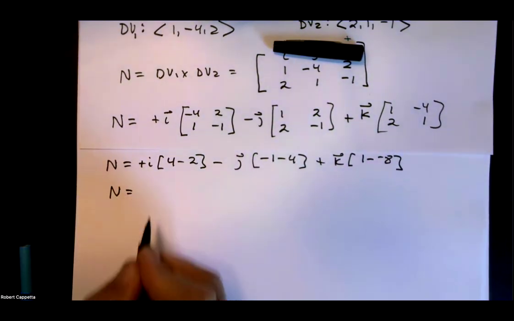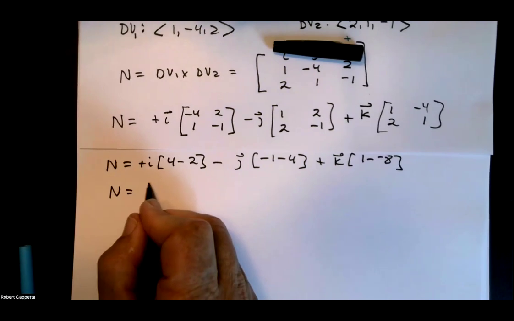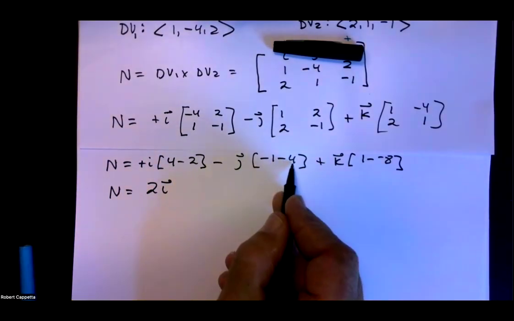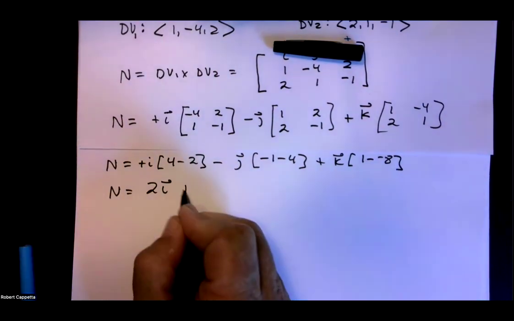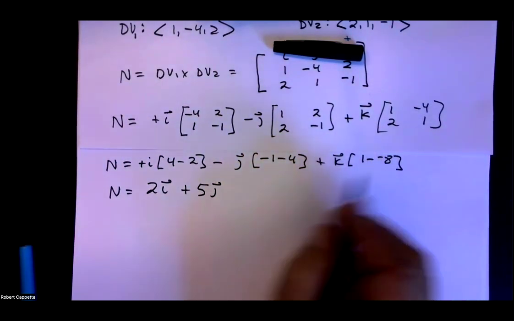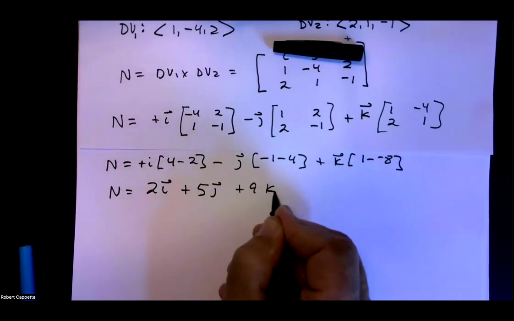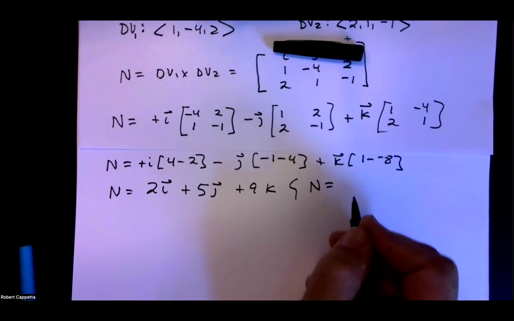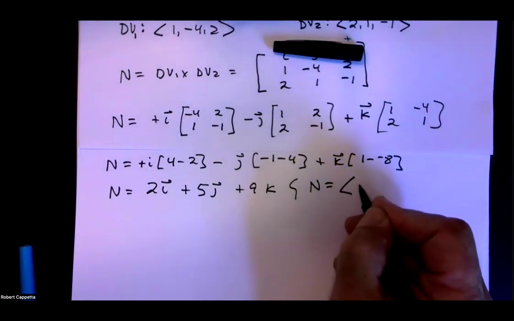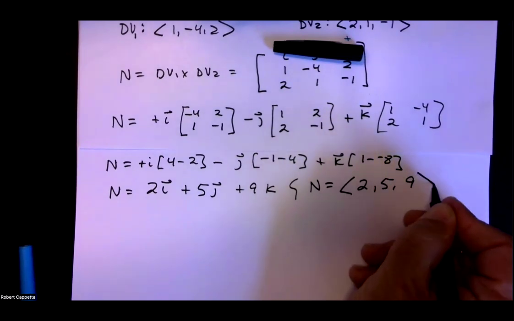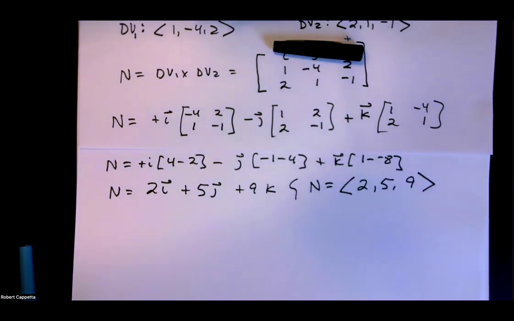So my normal vector to both is going to be 2i. Negative 1 minus 4 is negative 5, but with the minus sign, I make that plus 5j. And then 1 minus negative 8 is plus 9k. So my normal vector n is going to be 2, 5, 9. So that will be orthogonal to both lines.